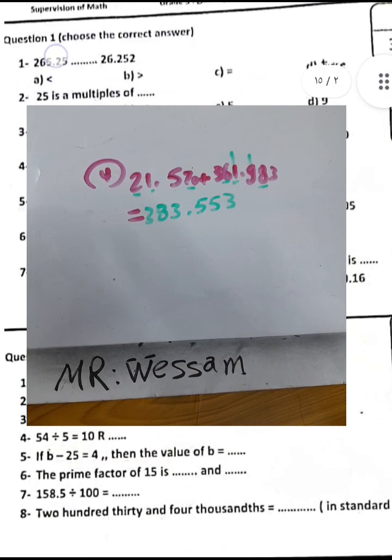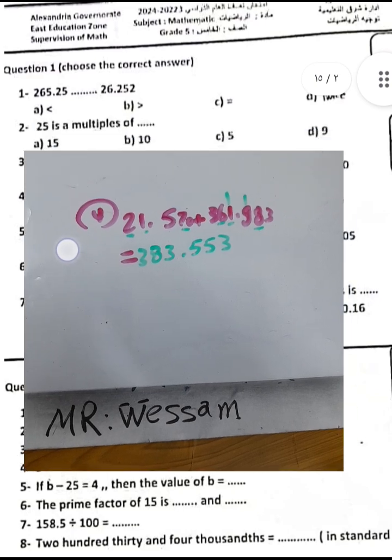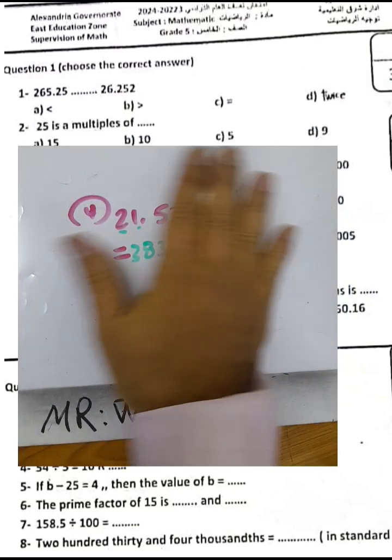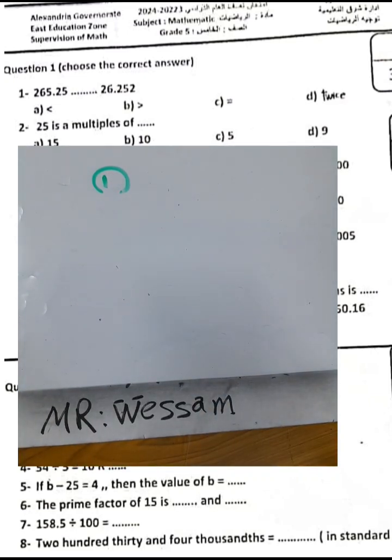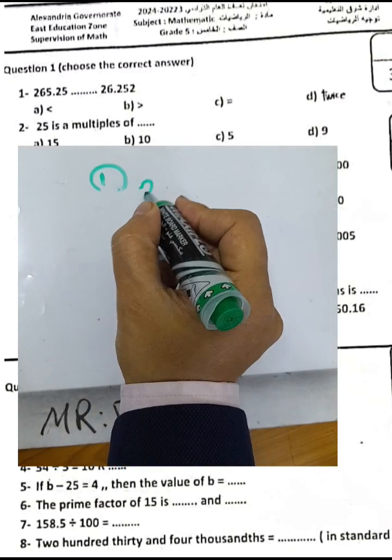Next exam, number 1. We must compare between two numbers here. Number 1, 26.5 and 25 hundredth, or 26 and 252. We can compare between the two numbers.